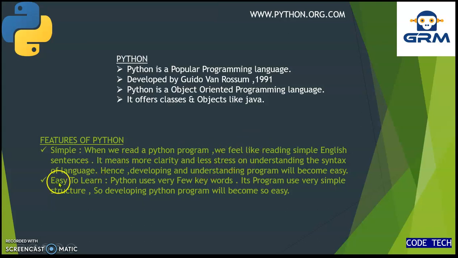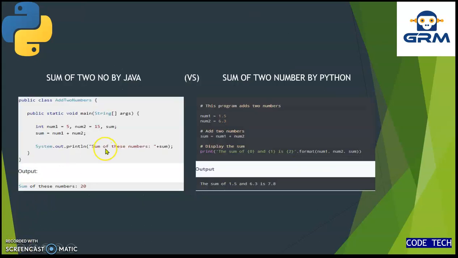The second feature is easy to learn. Python uses very few keywords. Its programs use a very simple structure, so developing a Python program becomes easy. I'll give an example so that you can understand these two points, simple and easy to learn. Here I will write two types of code, the sum of two numbers in Java and the sum of two numbers in Python. What is the difference here?